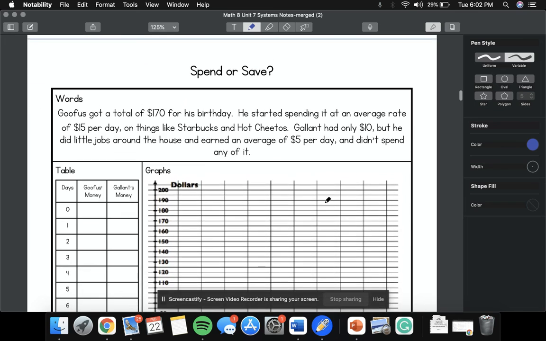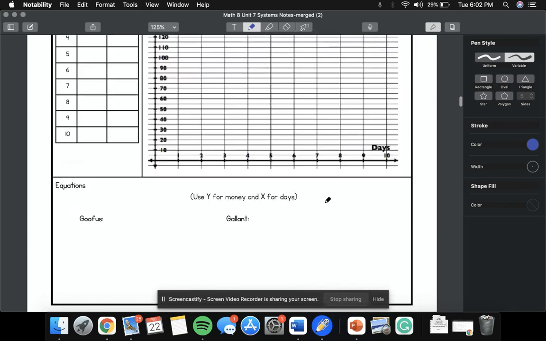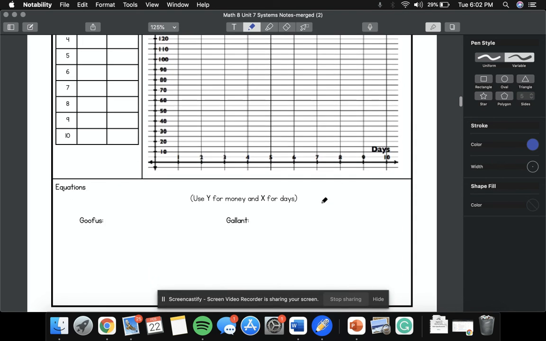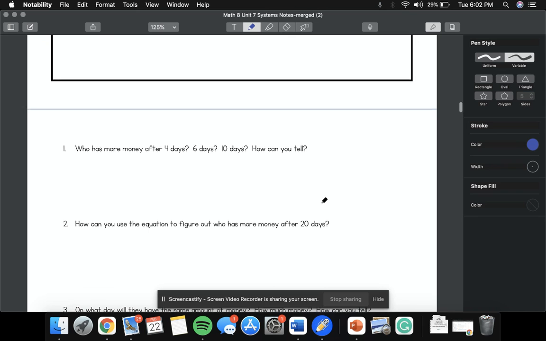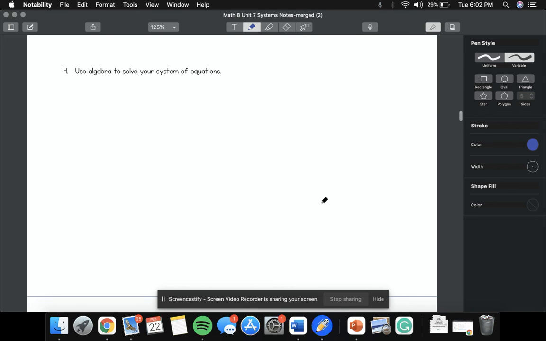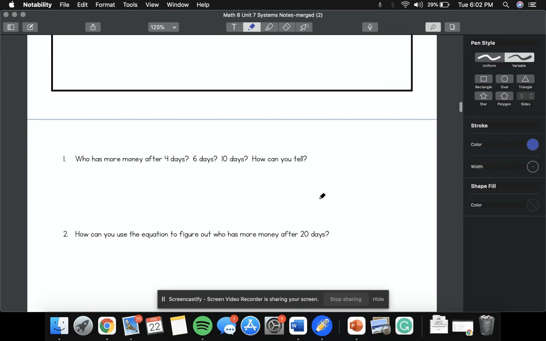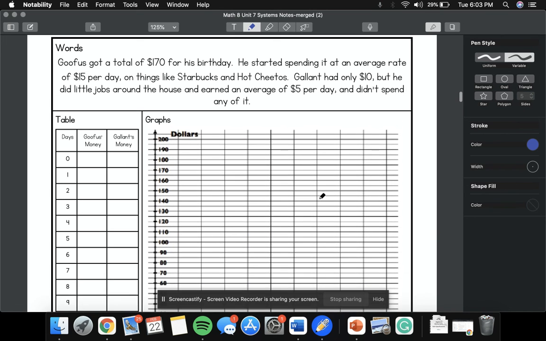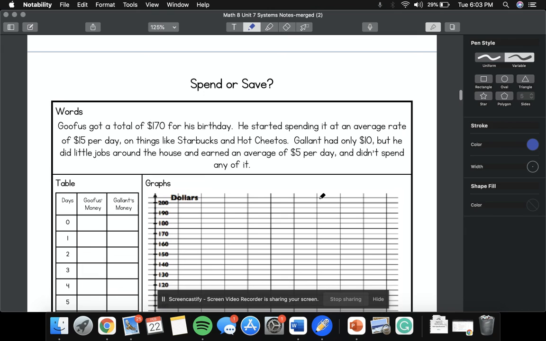All right. So what you guys are going to do is try this problem right here. You're going to do Goofus and you're going to do Gallant. And then we're going to talk about how these are a little bit different, and how we can answer these questions. So that's what you guys are going to do today. You're going to try this on your own and then you're going to check with the sub. And then there's just going to be some Delta Math for you to complete.